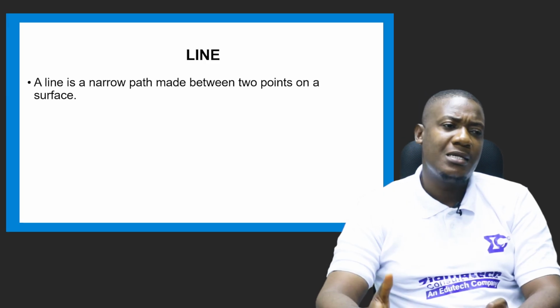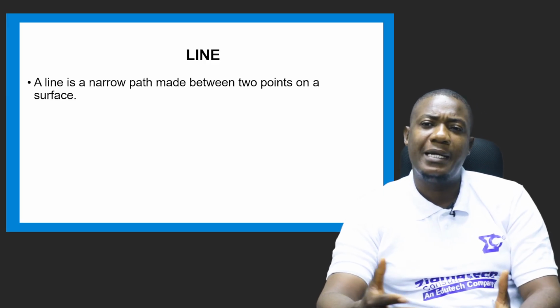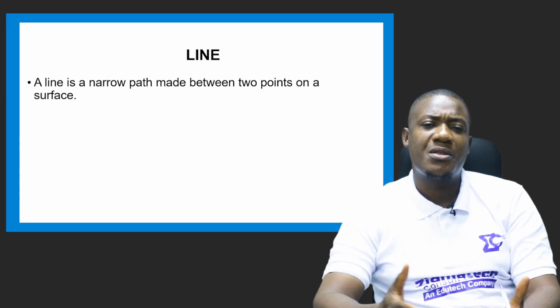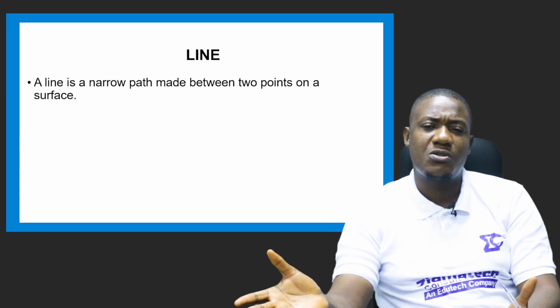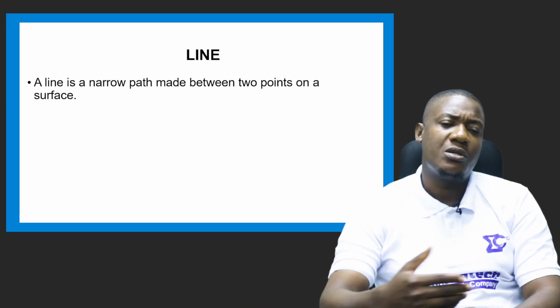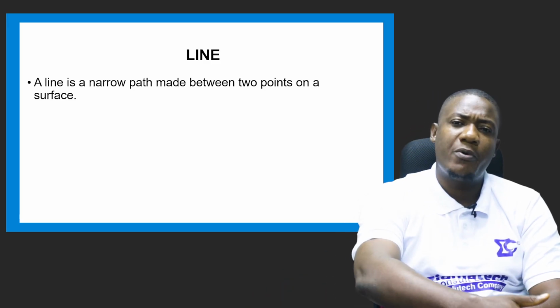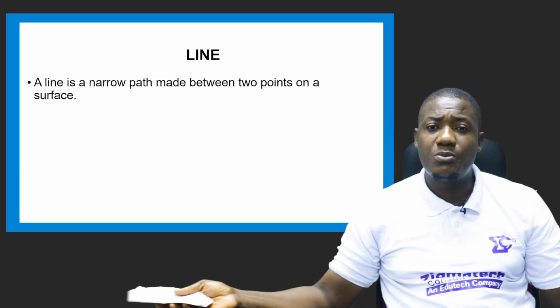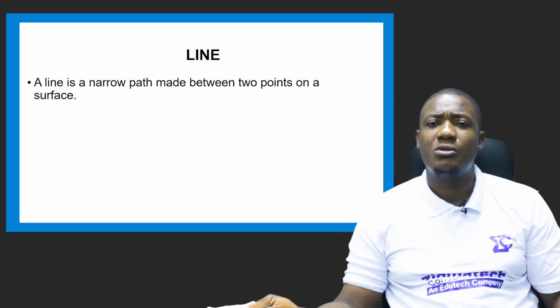Okay, so what exactly do we mean when we say a line? What does it mean? A line is simply a narrow path made between 2 points in a surface. So if we have a point joined to a point, a line is formed. So when we have this narrow line between 2 points, we say a line is drawn.